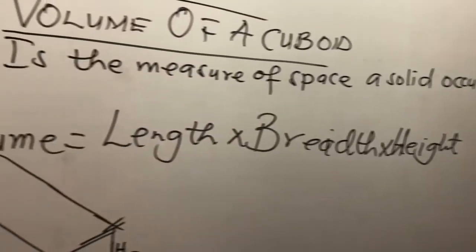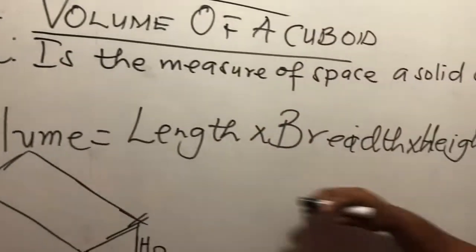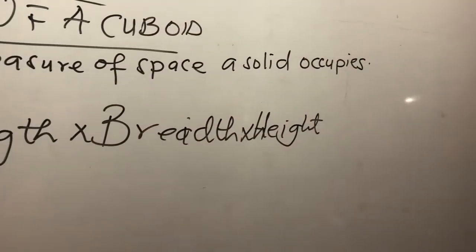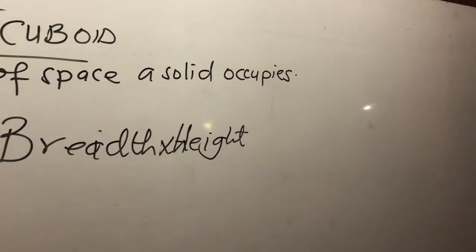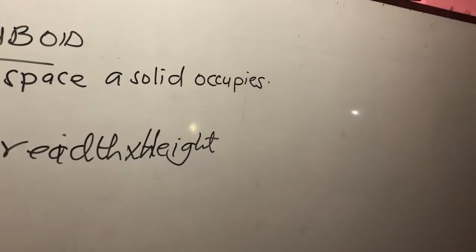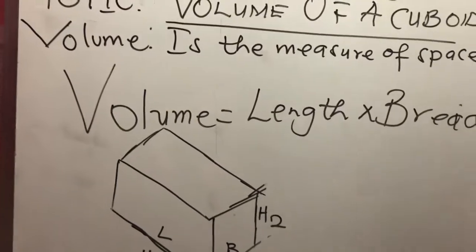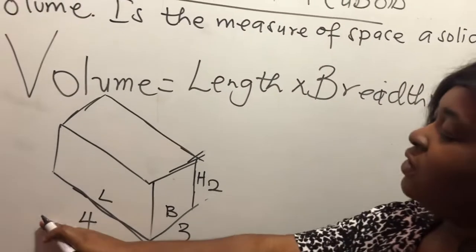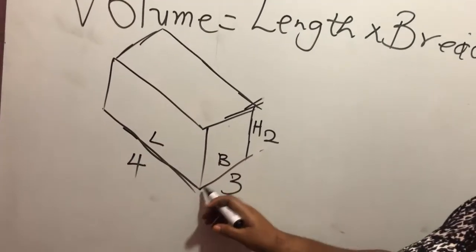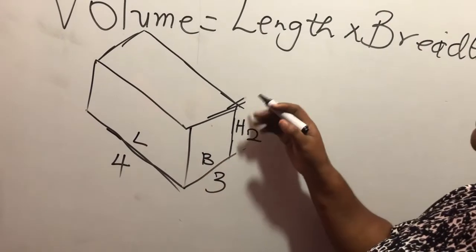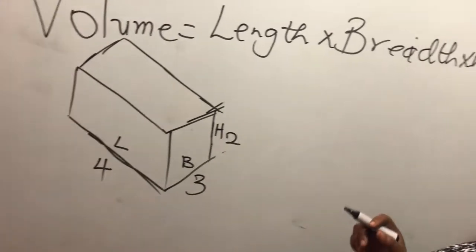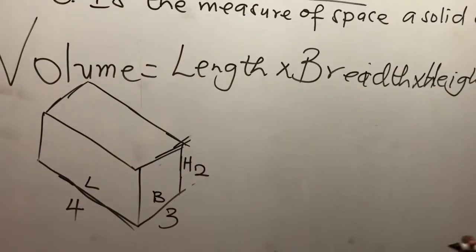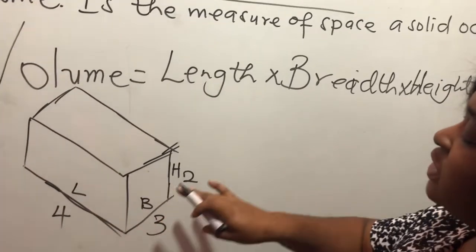So we have a cuboid on the board. You know the formula already. To find the volume of a shape, it is its length times its breadth times its height. When you multiply these three, you get the volume. Now you can see that 4 is its length. Its breadth is from here to here, which is 3 centimeters, and its height is 2 centimeters.